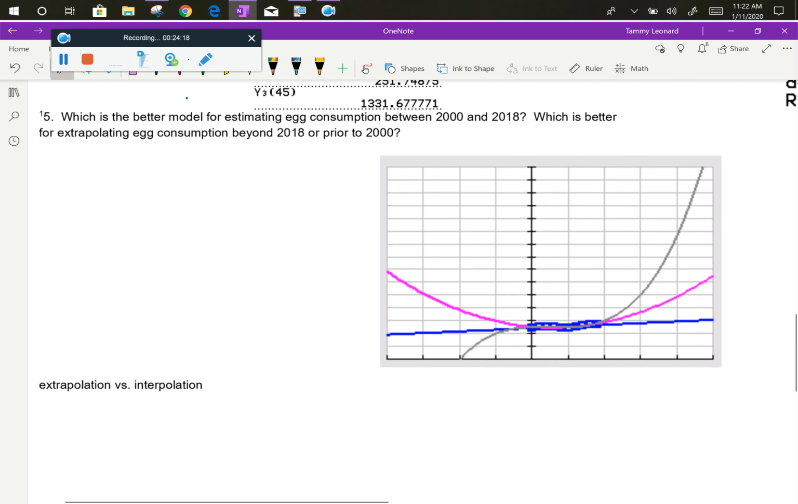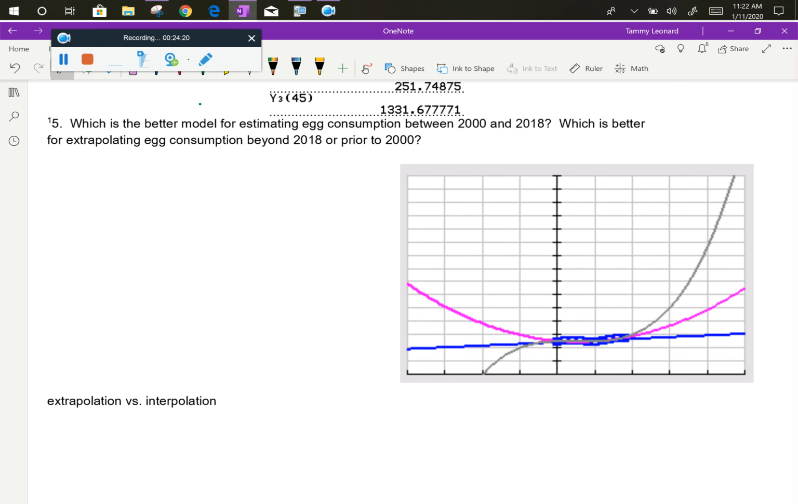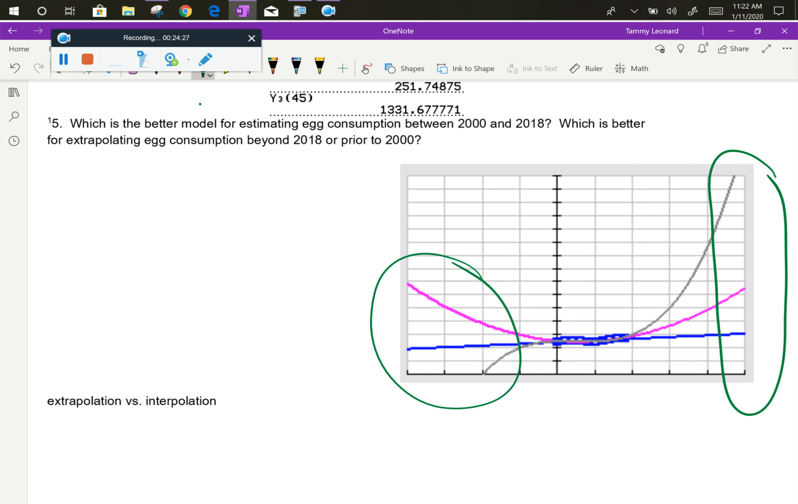So I had snipped here. If we zoom out, the stuff happening in 2045 would be out here, and the stuff happening in 1970 would be back here in this region. And all of a sudden you can see how the cubic model is coming up with a negative number. Notice it jumps right off the screen down here.